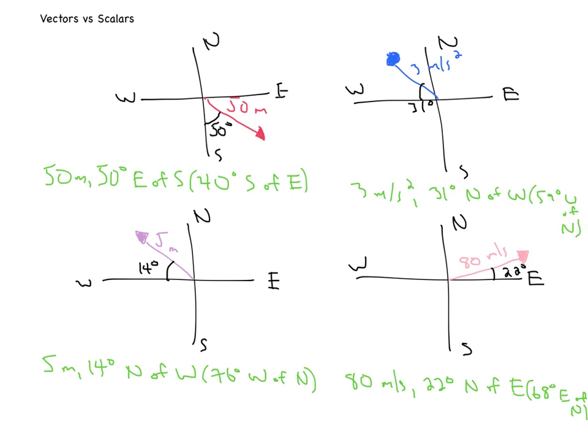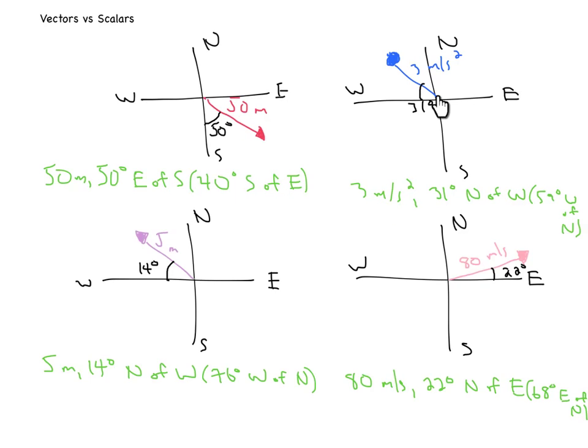Okay, so hopefully you were able to pause the video. For this first vector, we've got the 50-meter displacement vector, and we see that this angle is 50 degrees. So the way we would say the MUD for this, the magnitude is 50, the unit is meters, and the direction is 50 degrees east of south. Here is south, and it's east of that by 50 degrees. You could also conversely say it's 40 degrees south of east.